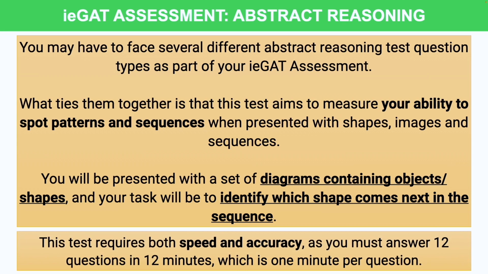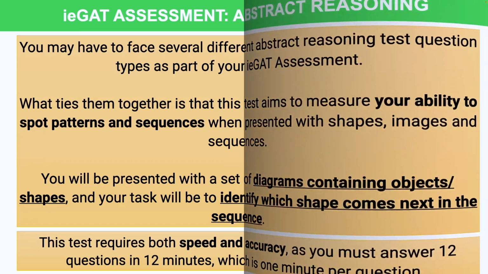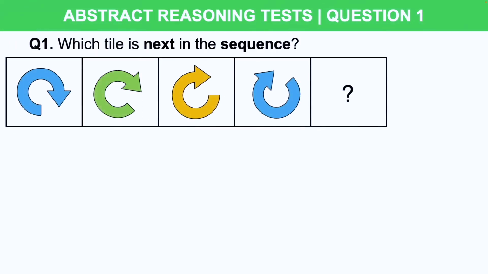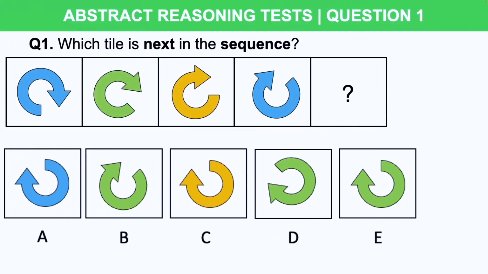This test requires both speed and accuracy, as you must answer 12 questions in 12 minutes, which is 1 minute per question. So let's take a look at one of those questions. So question 1 is this: which tile is next in the sequence? Here is that sequence. And here you have 5 potential answer options. Option A, B, C, D, and E. Now see if you can spot which one comes next in the sequence.